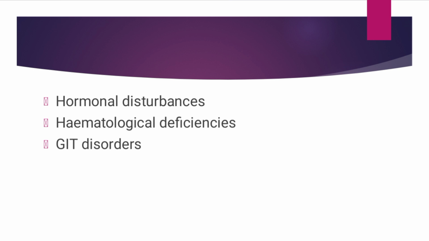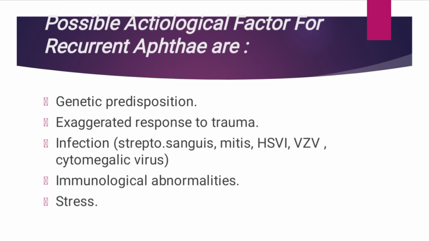You can learn this with the mnemonic "GIVE HIS HG." G for genetic predisposition, I for infection, and V for vitamin, which you can remember as hematological deficiencies. Then E for exaggerated response to trauma. And HIS means H for hormones, I for immunological, S for stress, H for hematological deficiencies, and G for GIT.